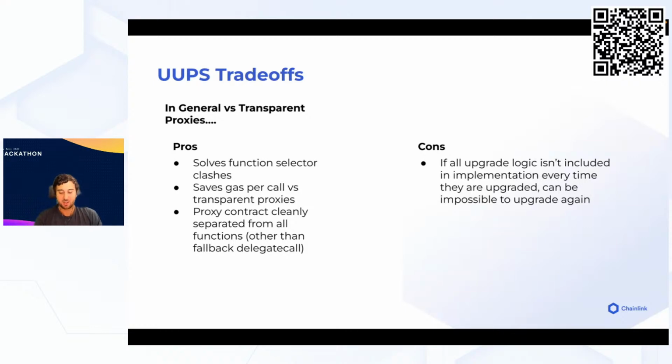But the cons: if all upgrade logic isn't included in the next implementation upgrade, if you leave off some kind of upgrade logic, like the function to change the pointer in the proxy, your users can be frozen onto that proxy, and you can be frozen from upgrading it further. Now you're back to the migration method, and you're like, I can't upgrade the proxy anymore. We have to migrate to a new contract. So it's really important up front, when you're upgrading using the UUPS pattern, to make sure you have everything you need in the implementation.